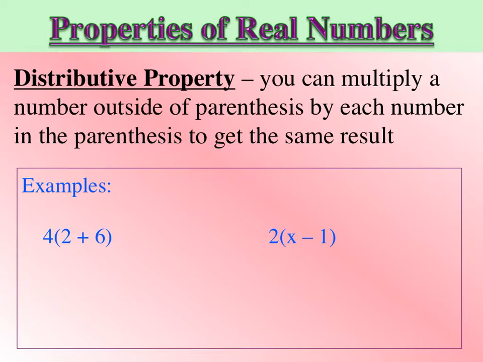Alright, so your first property is distributive property, and the definition is that you can multiply a number outside of parentheses by each number in the parentheses, and you would get the same result as if you would just add first in the parentheses and then multiply.